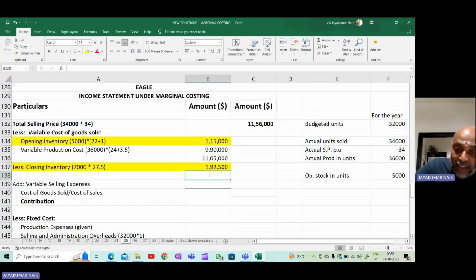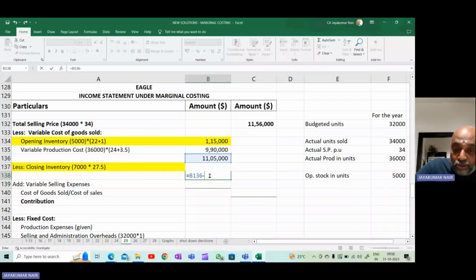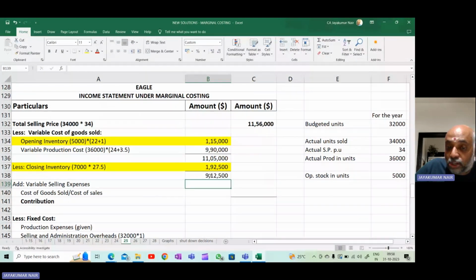So what is the value of goods that you have sold? It is 9,12,500. So opening stock 1,15,000, variable cost of production 9,90,000, total you get 11,05,000. Out of this 1,92,500 you have not sold. So variable cost of goods sold is this.